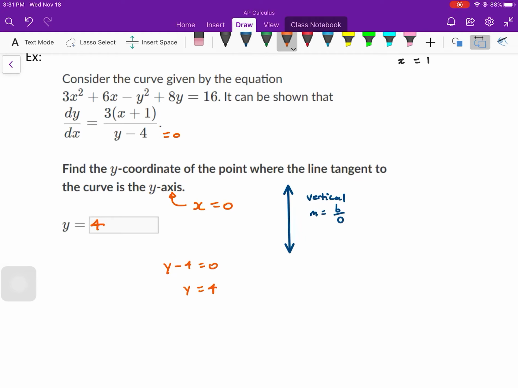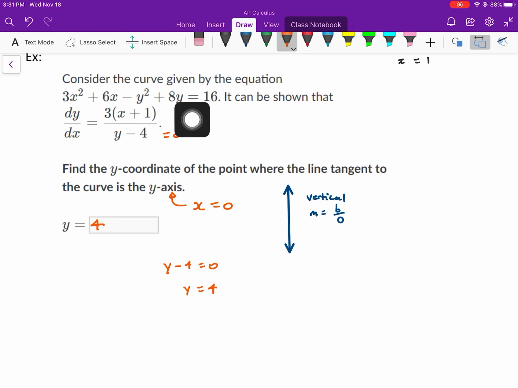And actually, we're kind of stuck. y has to equal 4. We really don't have any other choice. And x would be 0. So 0, 4 is going to be the place where we have that vertical tangent. And if we plug a 0 in on the top, it gives us 3 on top, 0 on the bottom. So it works out fine for our slope.